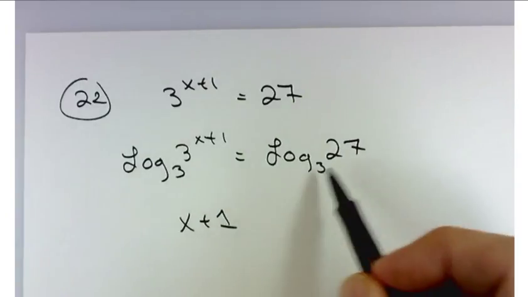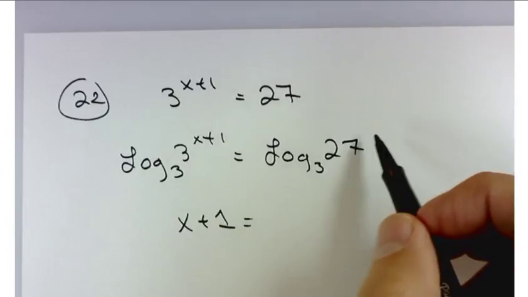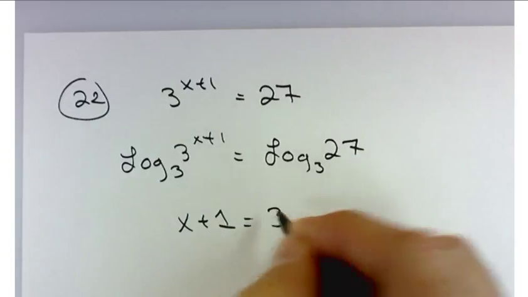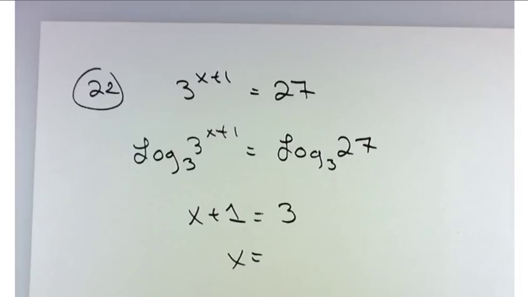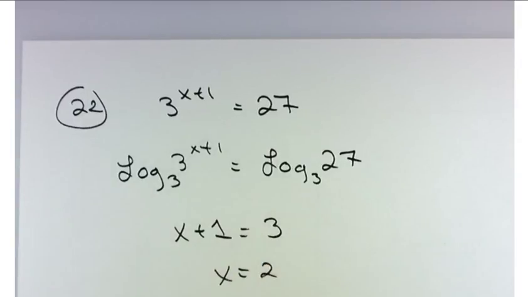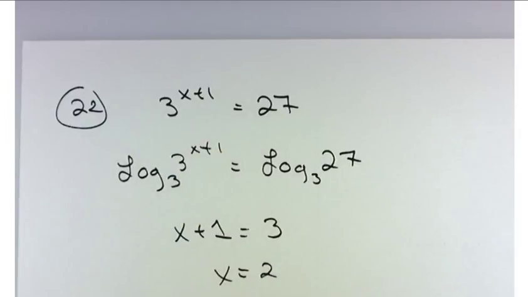Someone help me out on the right-hand side. Can anyone tell me what the log base 3 of 27 is? 3. Wow. Isn't that special? What does x equal? 2. And you can check that real easily, right? 2 plus 1 is 3. 3 cubed is 27. Cool. Works.